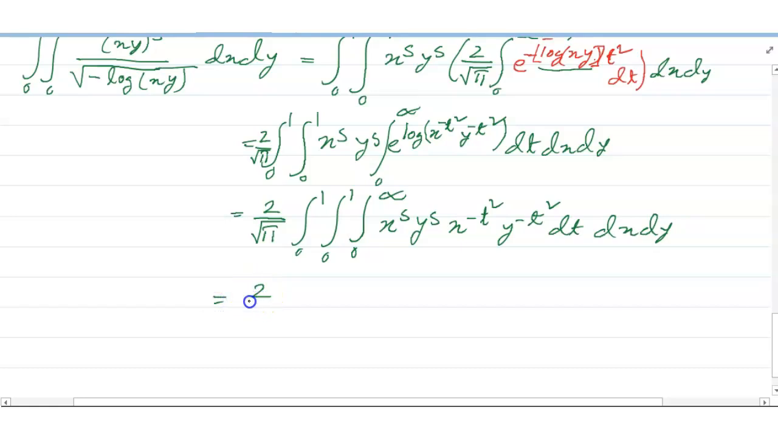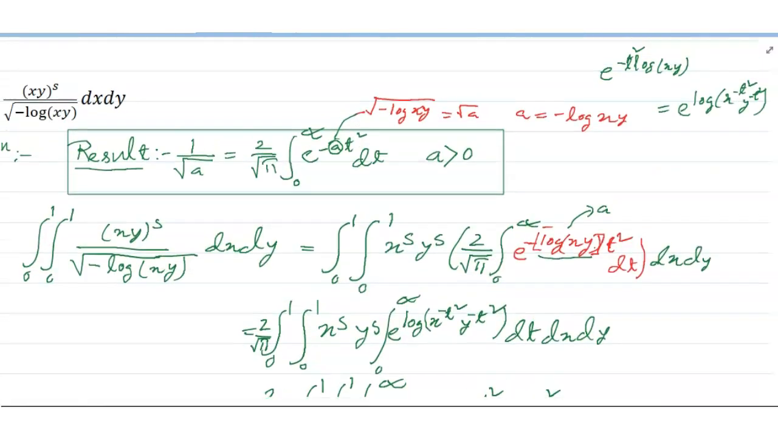Next step I shall go 2 by root over pi, it can be written this way: 0 to 1, 0 to 1, 0 to infinity, x to the power s plus t square, oh sorry, this value should be another value, minus a square, where a is equal to minus log x.